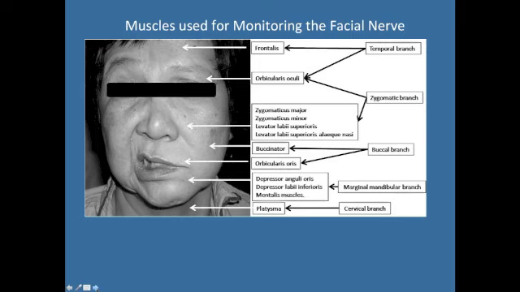The muscles that we use to monitor the facial nerve are shown in this great figure. You should look at this because it'll show you that there's more than one way to skin a cat. The temporal branch, either frontalis or orbicularis oculi. All right. I usually stick my needles right around here and here, somewhere in here.